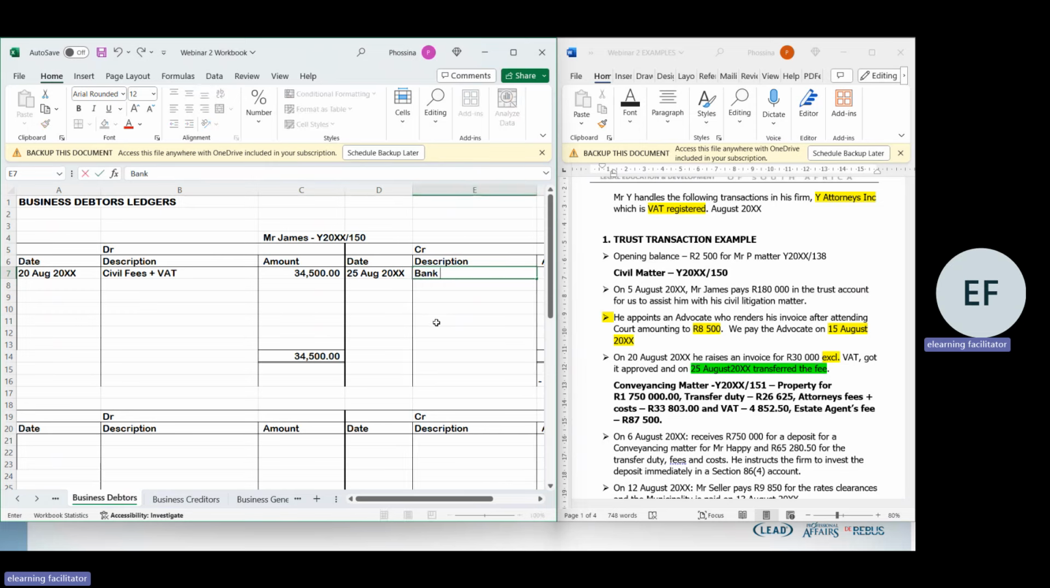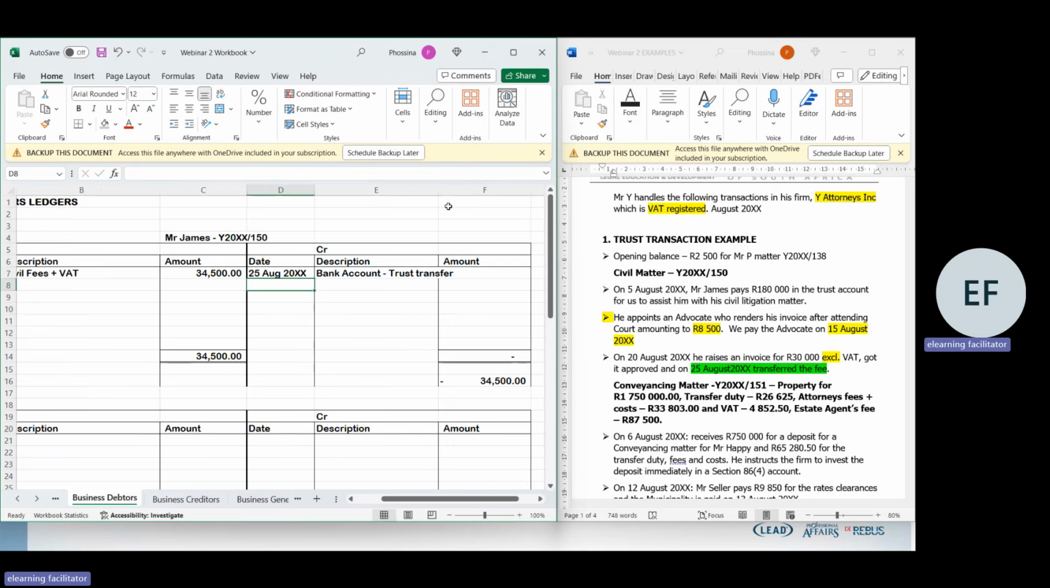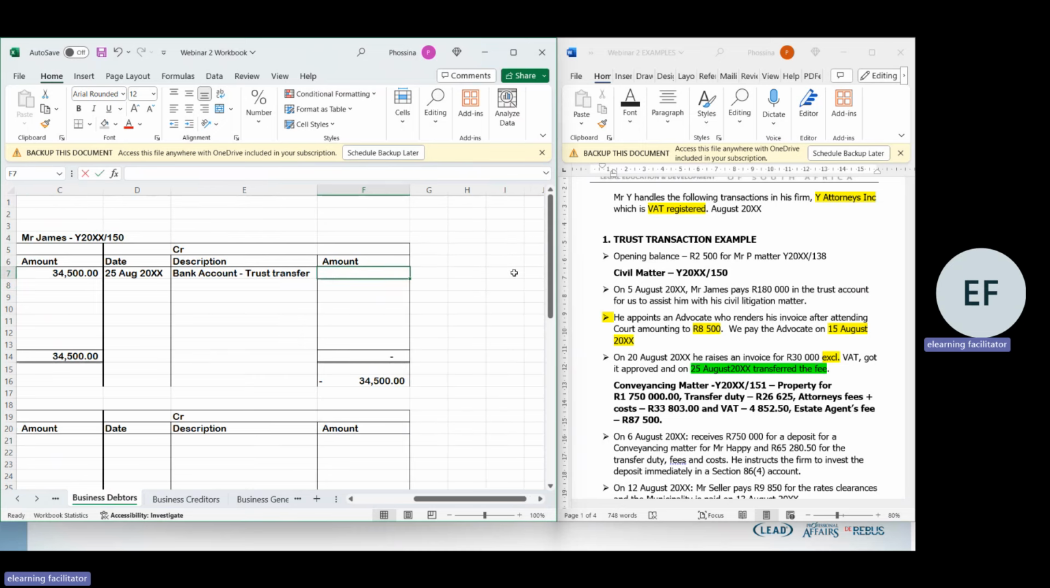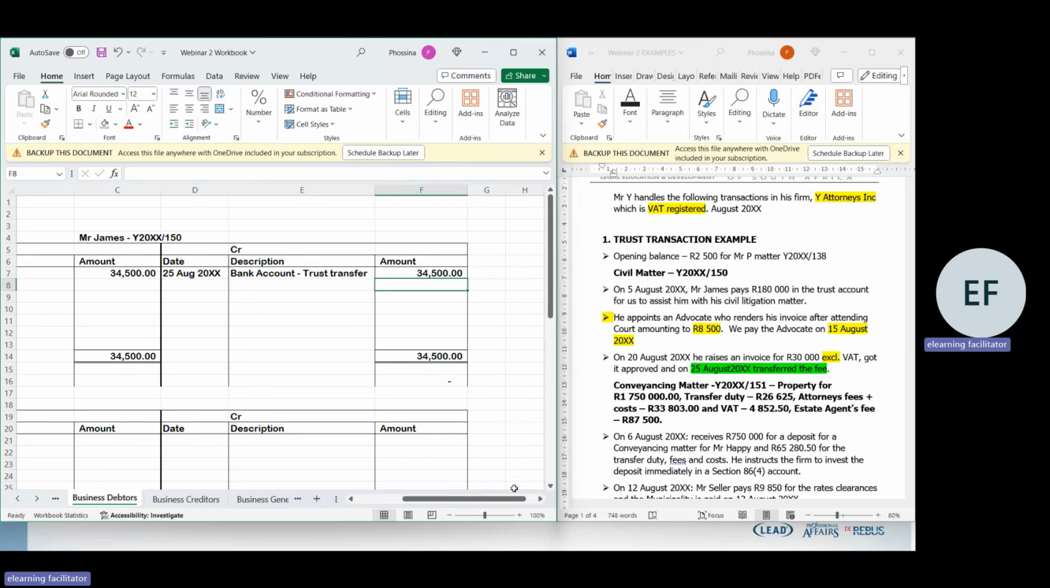So in the bank account, and what is it? A trust transfer. So a trust transfer has got how many transactions in total? 4 transactions. It affects 4 accounts. So you should always remember that it affects 4 accounts. We've collected from the trust account our fee, and we've collected the VAT money.